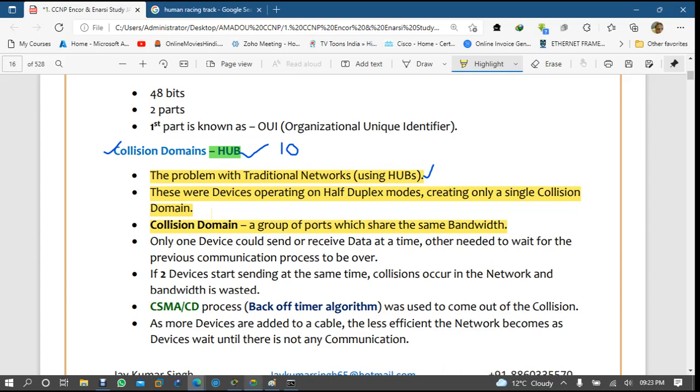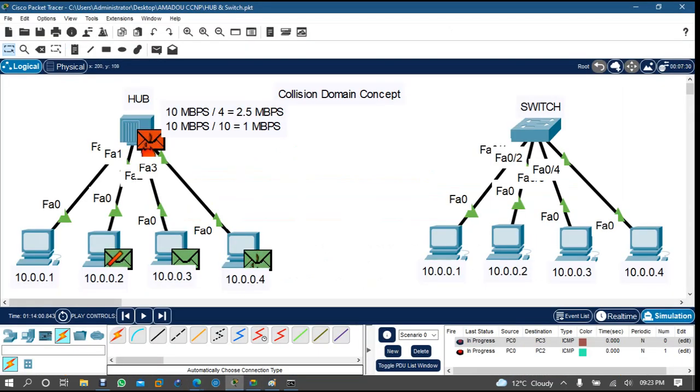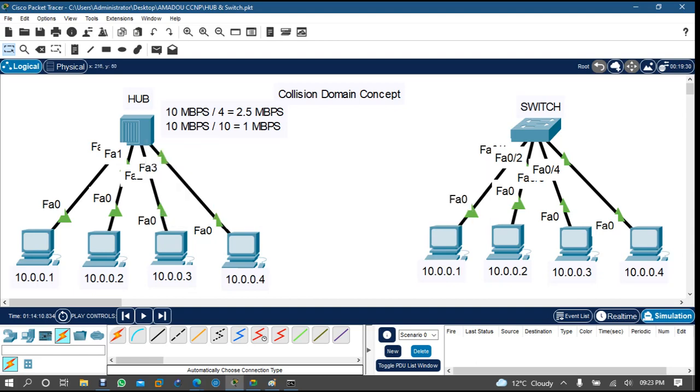It means if I have 10 ports on my hub, then the speed your hub is supporting will be divided by 10, the number of ports you have. Are you understanding? Okay.